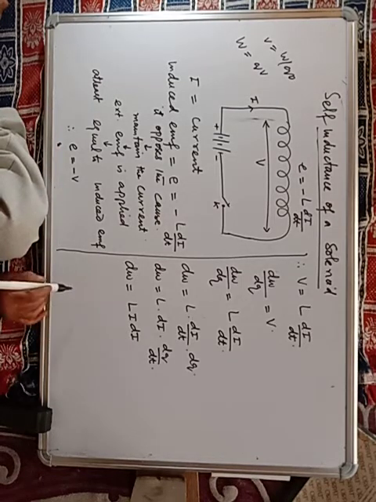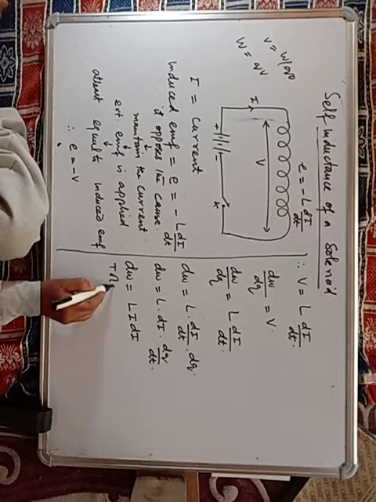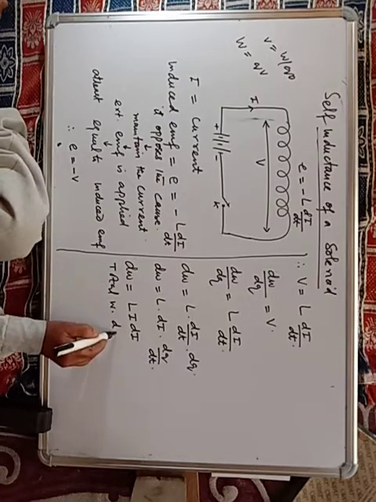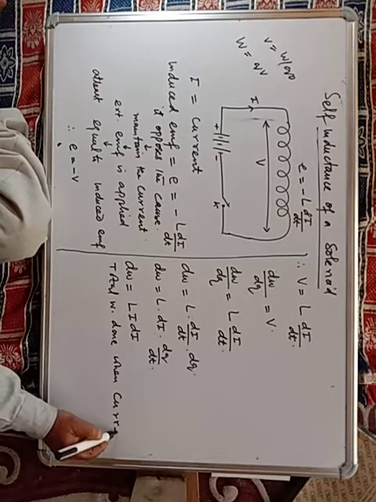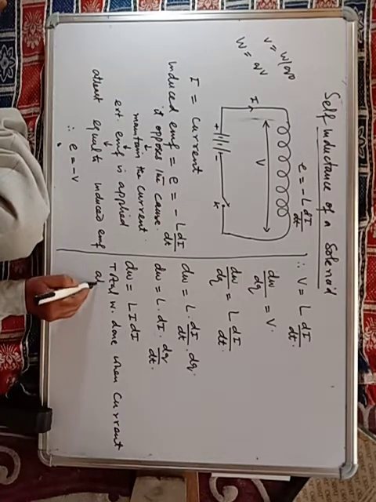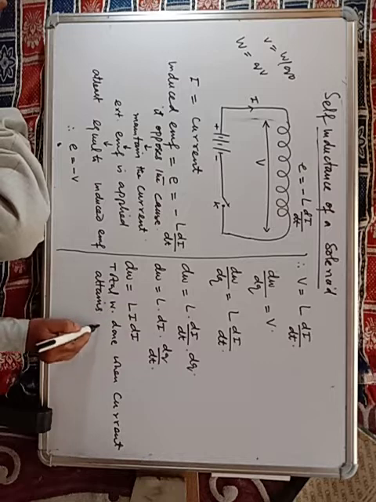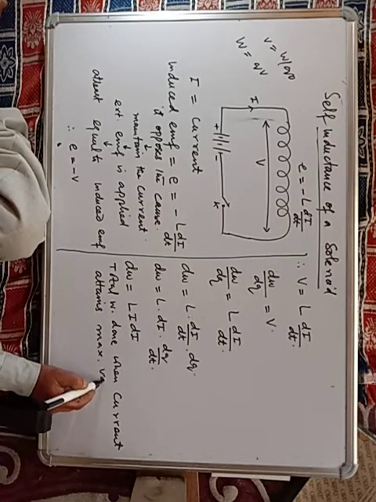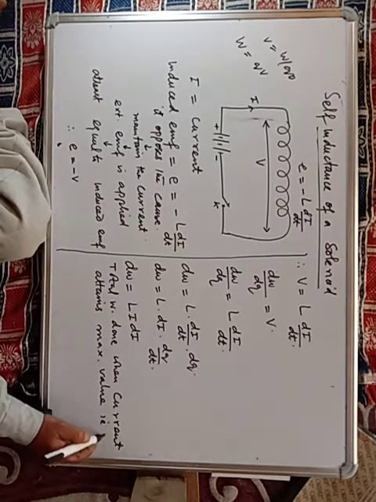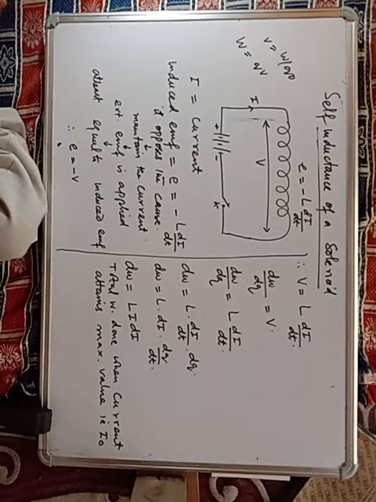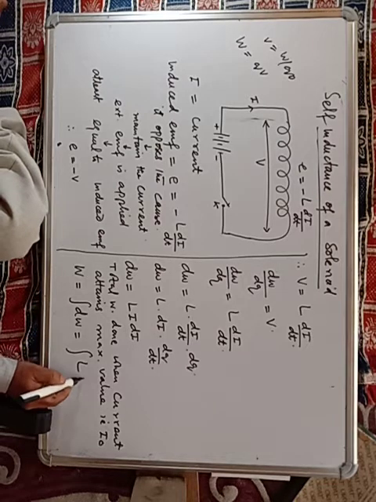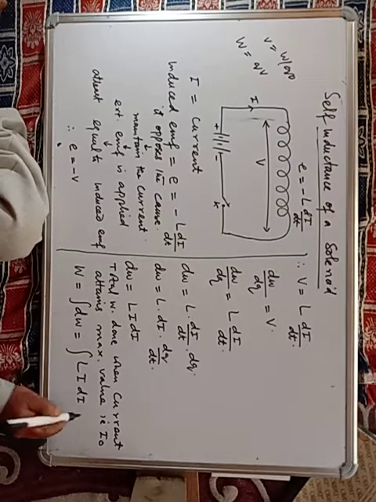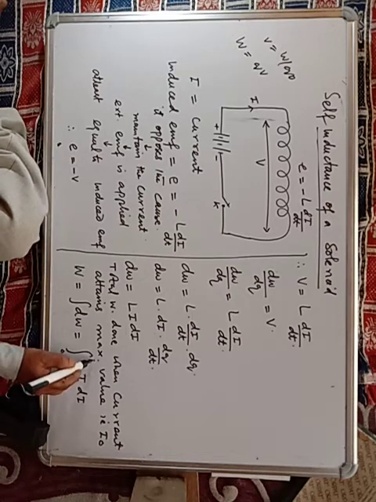So we have to find the total work done when current attains maximum value, that is I naught. So we can write W is equal to integral of dW, which is equal to integral of Li di from 0 to I naught.